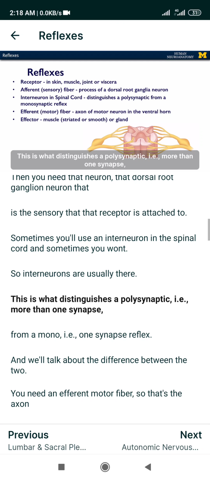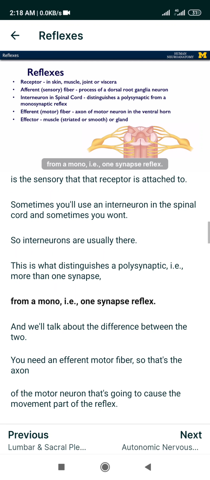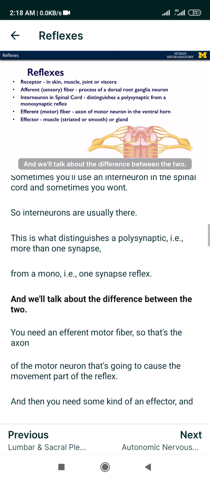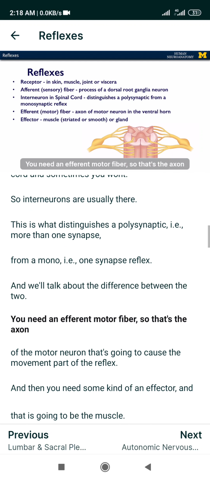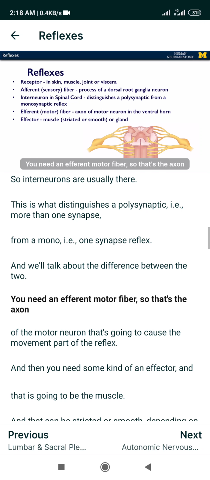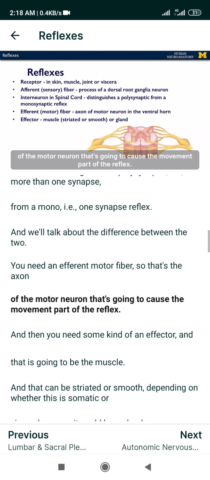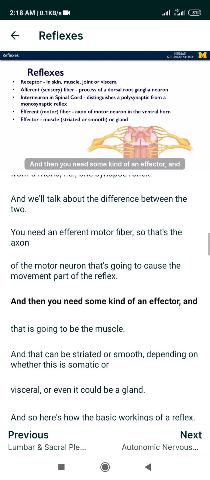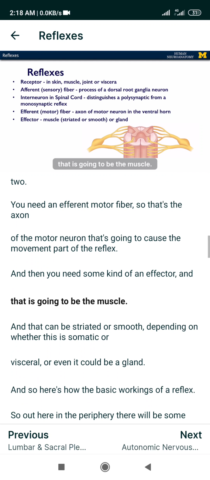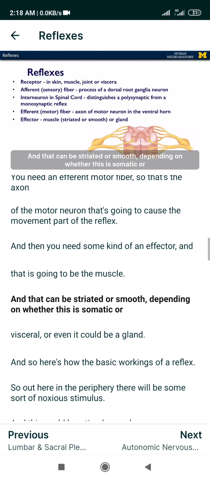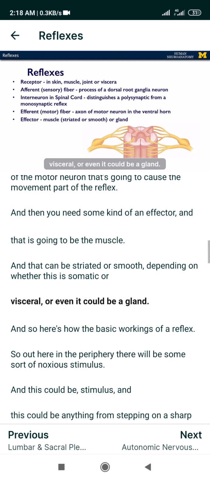This is what distinguishes a polysynaptic, i.e. more than one synapse, from a monosynaptic, i.e. one synapse reflex. And we'll talk about the difference between the two. You need an efferent motor fiber, so that's the axon of the motor neuron that's going to cause the movement part of the reflex. And then you need some kind of an effector, and that is going to be the muscle. And that can be striated or smooth, depending on whether this is somatic or visceral, or even it could be a gland.